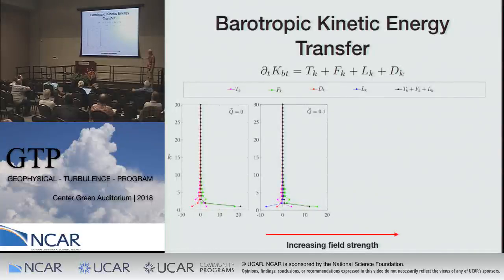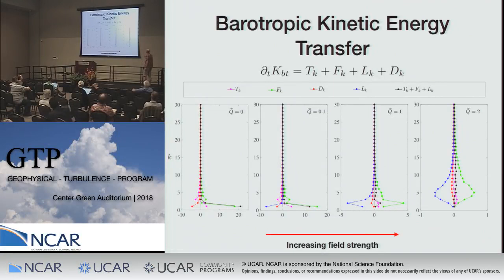Again, increasing the magnetic field strength for Q of 0.1, what happens is now you've increased L. L over here is always dissipative in this case. Q of 1, what happens now is that you've shifted the peak from the dipole. Sorry, the dipole here is K of 1. Now you've shifted it to K of 2 here.